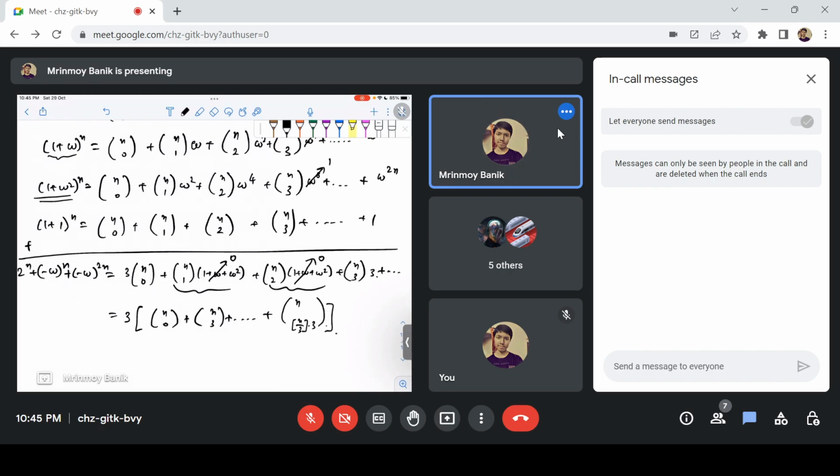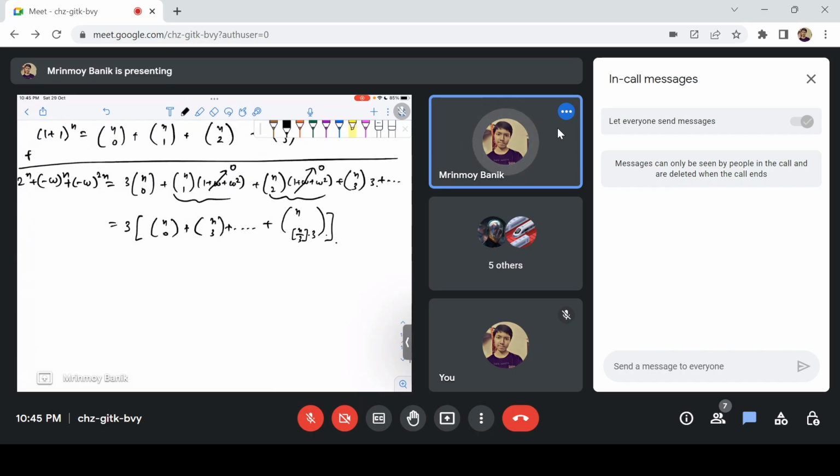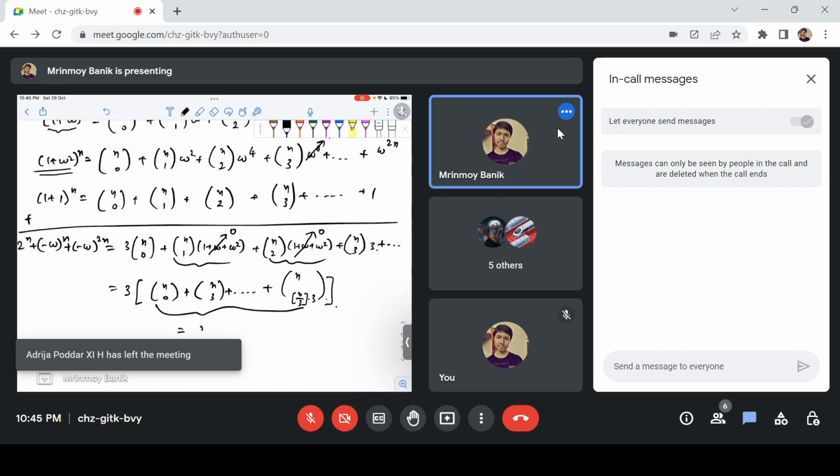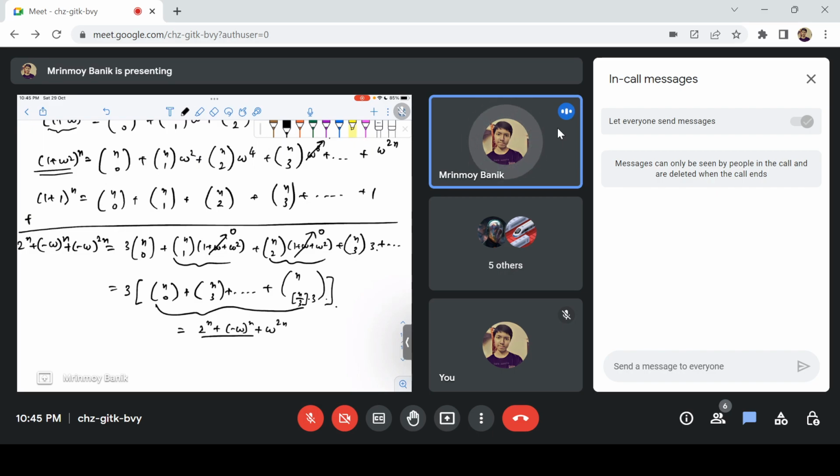The thing on the left is a constant, I mean, in terms of n at least. So we can compute it. If we assume n to be odd, or okay, let's assume n to be whatever it is. So it's basically this sum is equal to 2 power n plus minus omega power n plus omega power 2n, divided by 3.